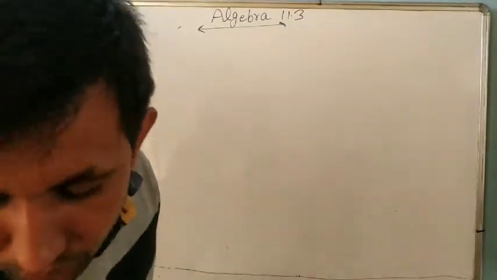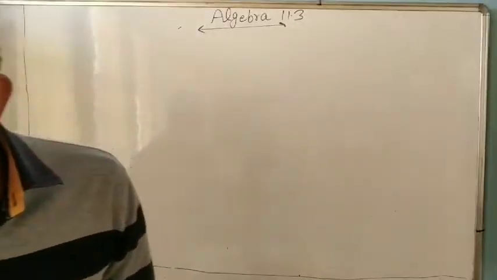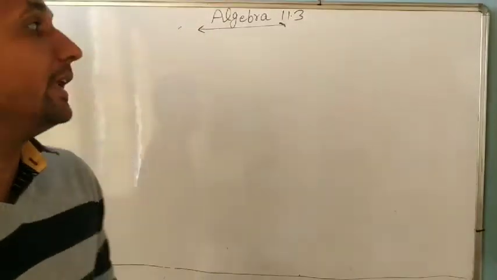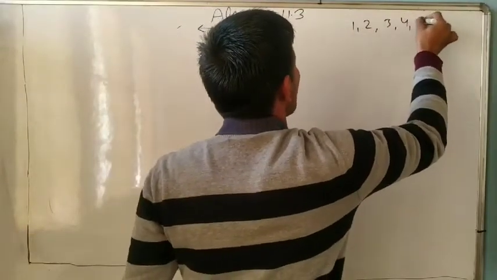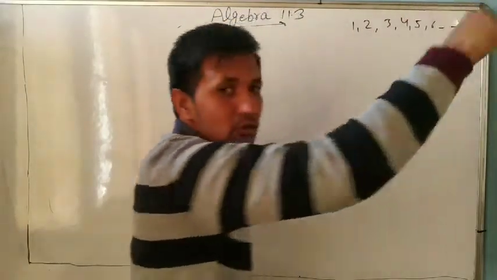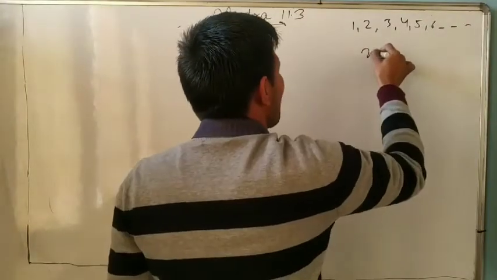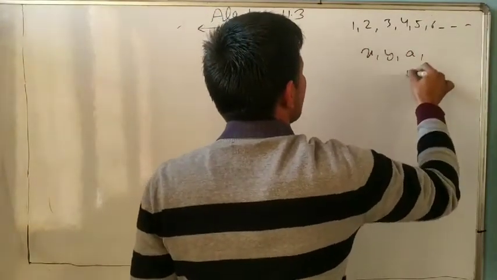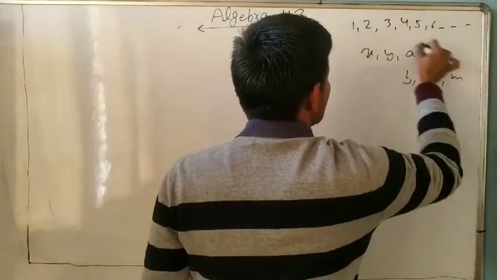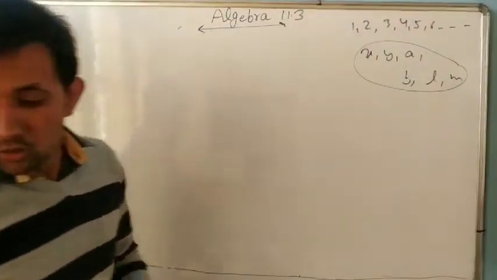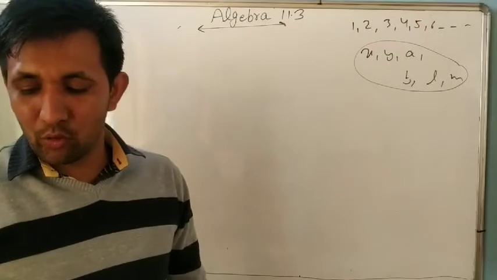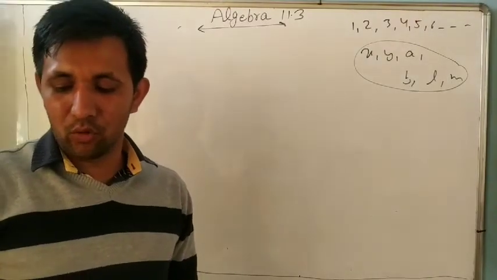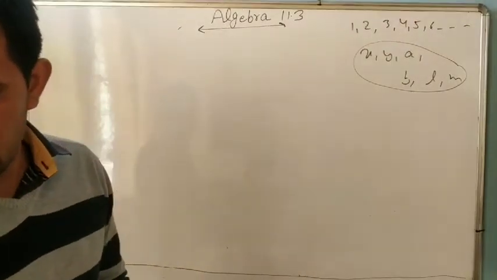Next is question number 2. Which out of the following are expressions with numbers only? Numbers mean only 1, 2, 3, 4, 5, 6 and so on. And variables are x, y, a, b, l, m. These are variables. So in question number 2, we have to find which of the following are expressions with numbers only.